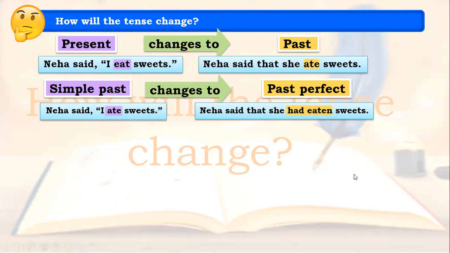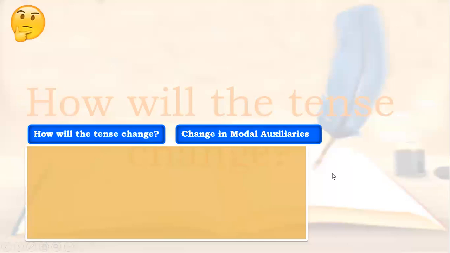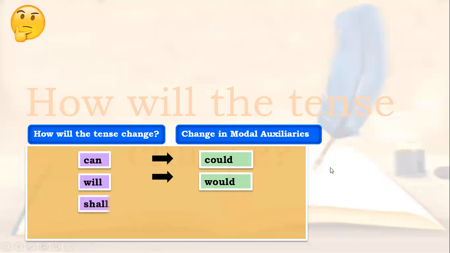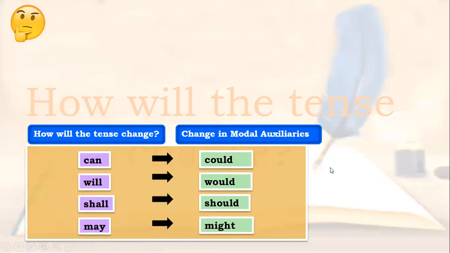Now, what if we have modal auxiliaries given in the sentence, such as can, will, shall, may? Whenever we have can, will, shall, may, we change them to could, would, should, might, respectively.